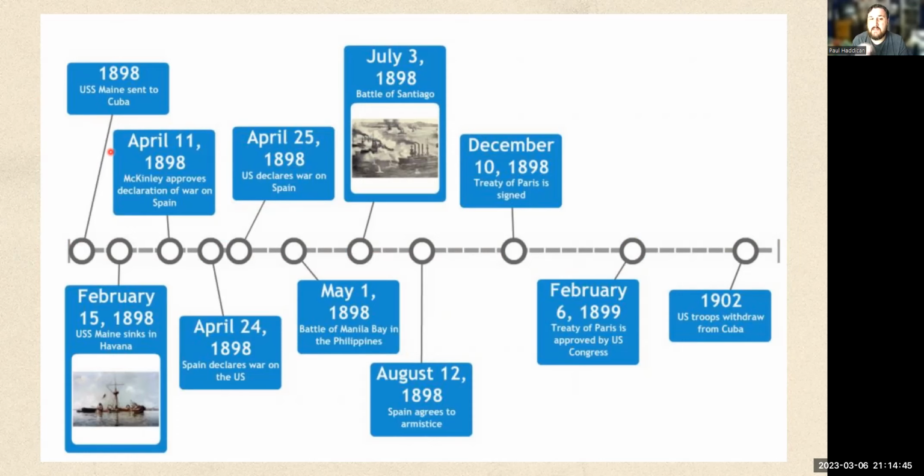President McKinley will eventually approve the declaration of war on Spain. You'll see there's a few months in between that. That's because even after the Maine, we weren't really convinced to go to war. And so newspapers like the one we saw at the beginning really were pushing this idea of going to war for glory, for the common man, for the Monroe Doctrine, for all of these things, right?